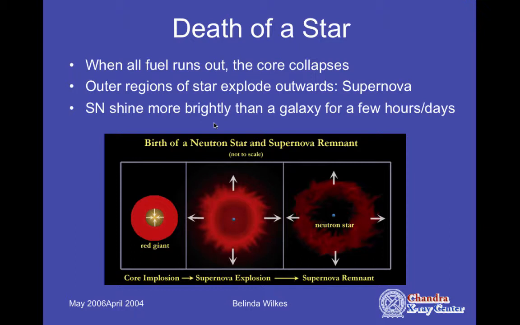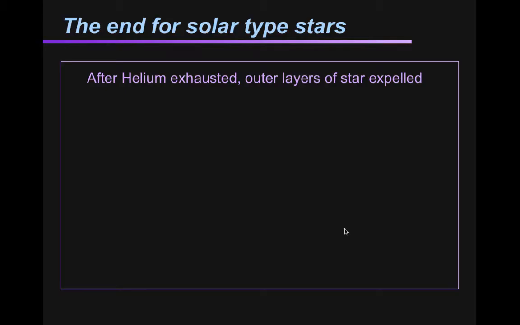And the interesting thing is the life cycle of a star lasts over millions and millions of years, but this event happens over a few hours or days. So it's a very short event compared to the life cycle of a star. So there, the supernova explodes, leaving the neutron star.